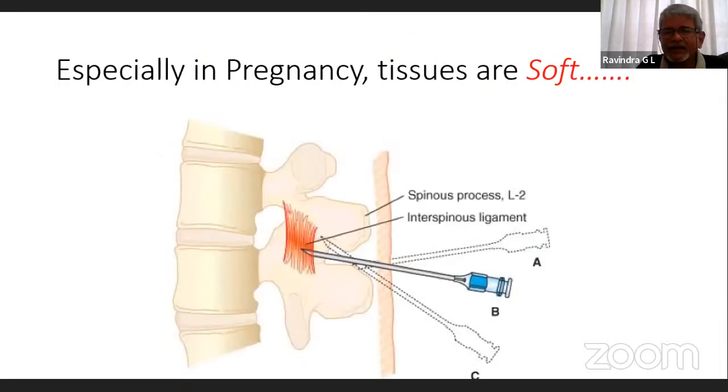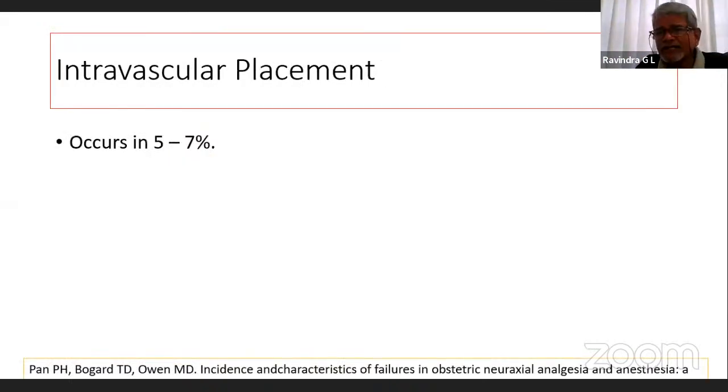See, in pregnancy, the tissues are soft because of the hormonal effect. So when the tissues are soft, you cannot demonstrate a resistance. When there is a resistance to inject and you get a loss of resistance, that is what we are using for epidural placement. When there is no resistance to injection at all, you get a false loss of resistance. And that is the reason why you might place these catheters into the subcutaneous planes.